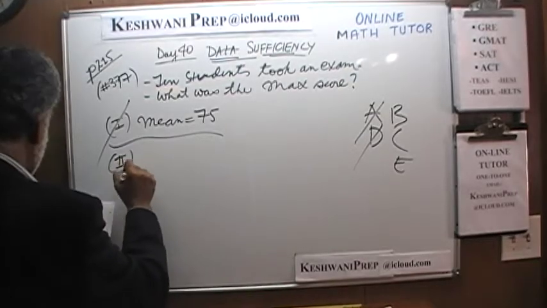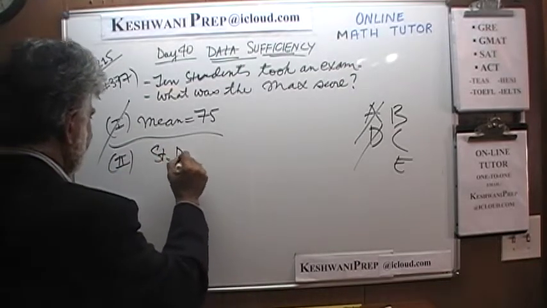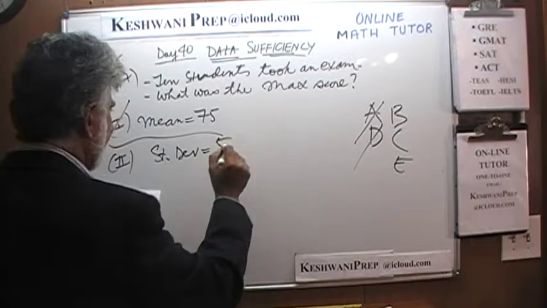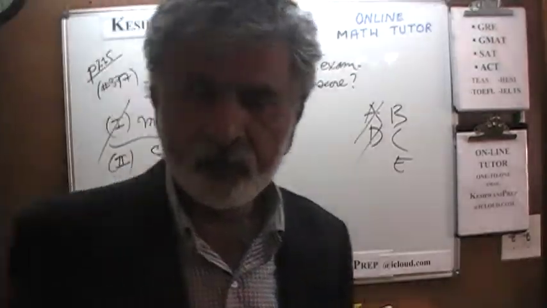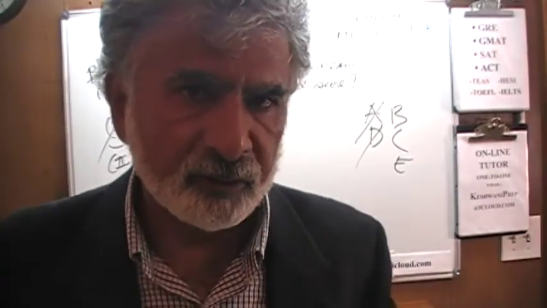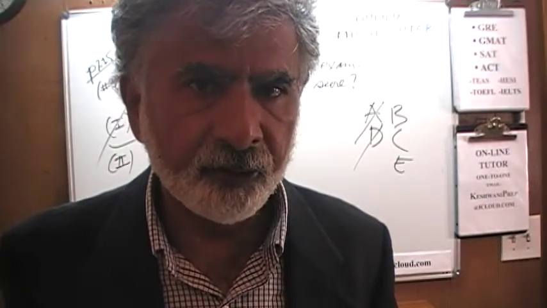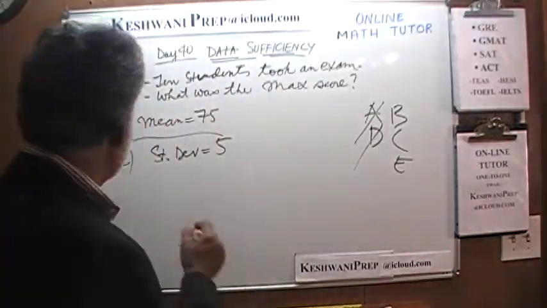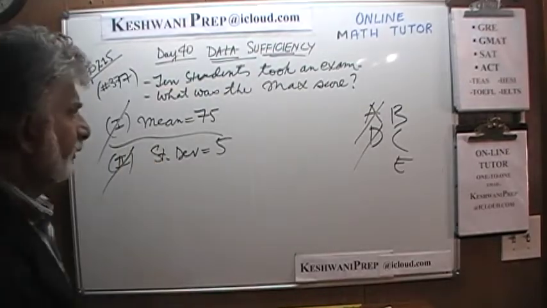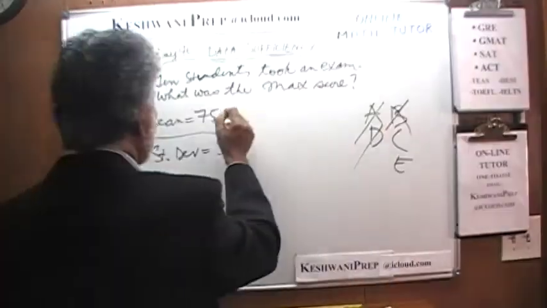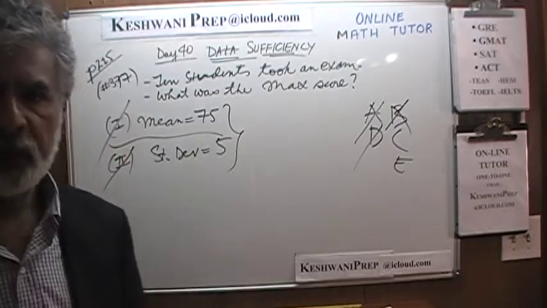Second statement goes on to tell us that the standard deviation is 5. So if you have a series of numbers, and I tell you what the standard deviation is for that series, can you tell me what the maximum number is in that series? Of course not. Second statement by itself is also not enough. Answer cannot be B. When we put them together, it is still not going to get us anywhere.